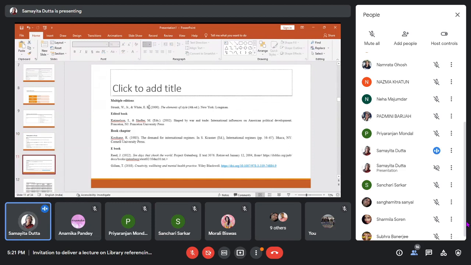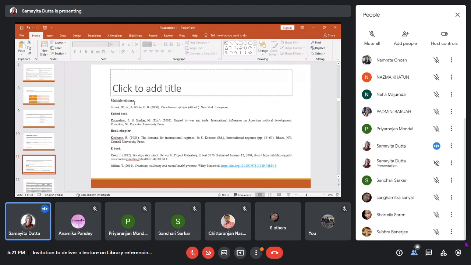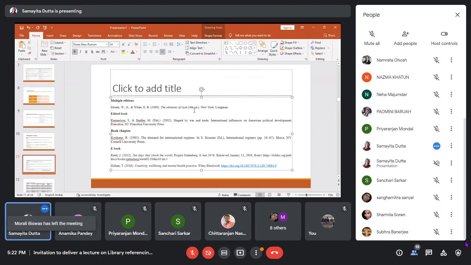There may also be editions, that is, a book that has been edited several times. After the title of the book, you should write the edition. And if the book is by editors, you mention the editor first, with the same pattern as writing an author's name, then mention the editor, Eds.